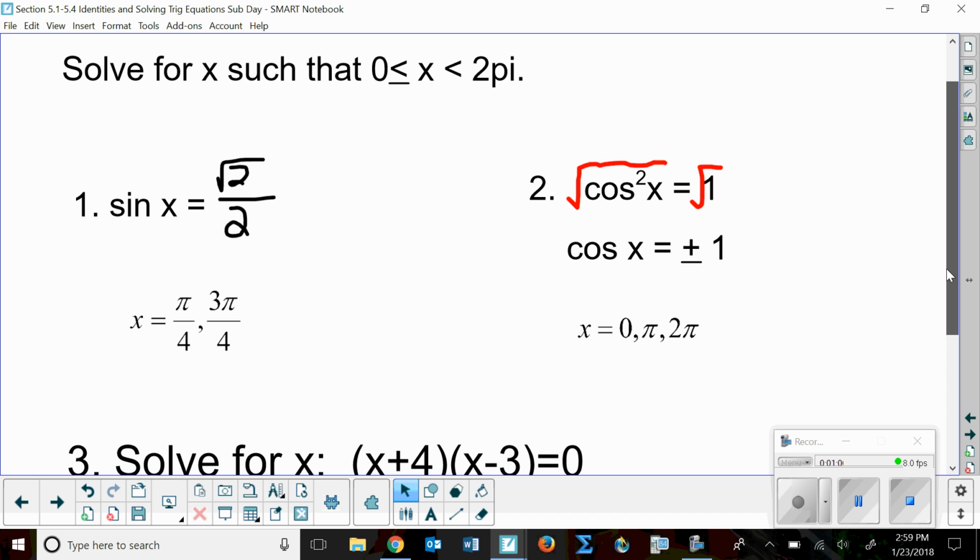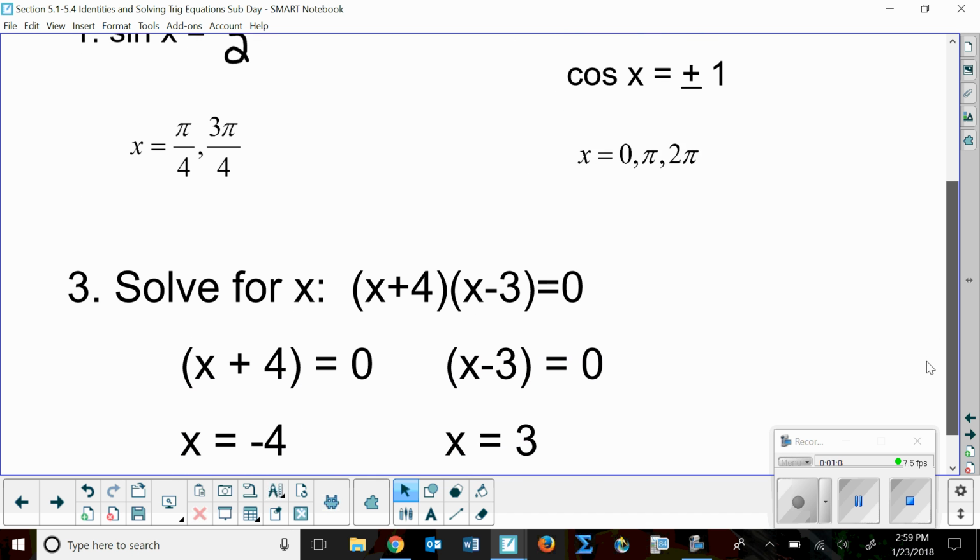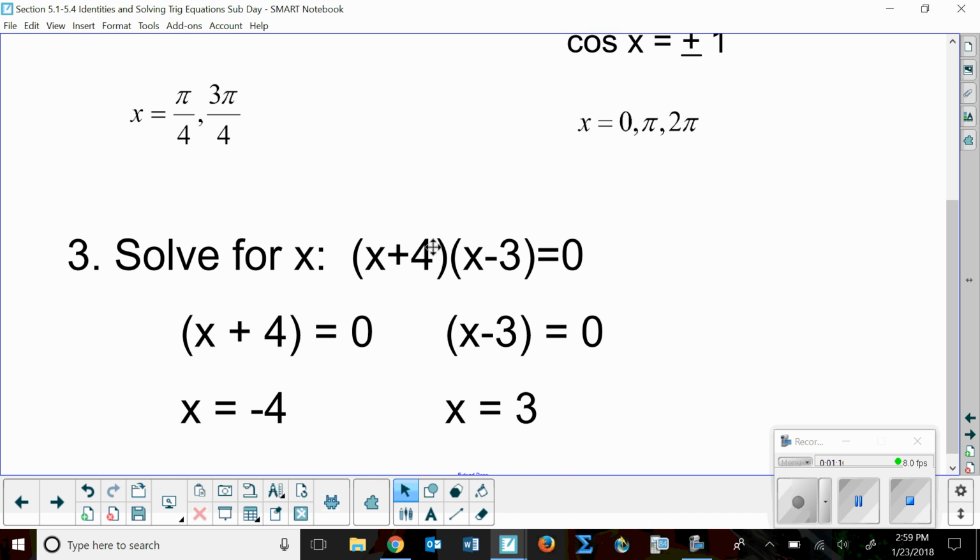The next one just brings us back to Algebra 2, and all it is is using the zero product property. If you have two factors that multiply to be equal to 0, you can set each of those factors equal to 0, and when you solve it, you just get x equals -4 and x equals 3. All three of these ideas are going to come up at different times while you're solving some of these trig equations.